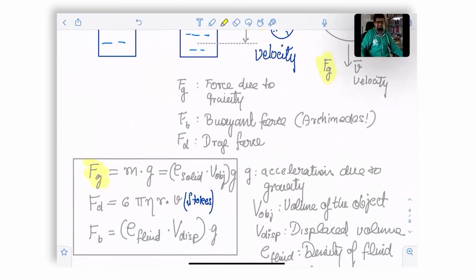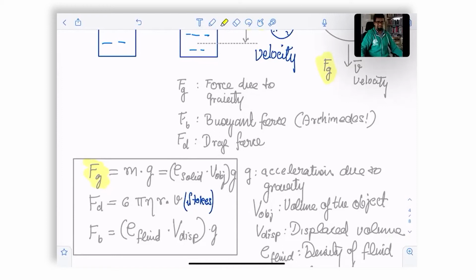Mass itself is nothing but the density times volume. So rho solid times V object into g, right? The drag coefficient, I'm going to ask you to take as a given, but for a spherical object, which is partly why we do a ball drop, right? Ball, because it is a spherical object.